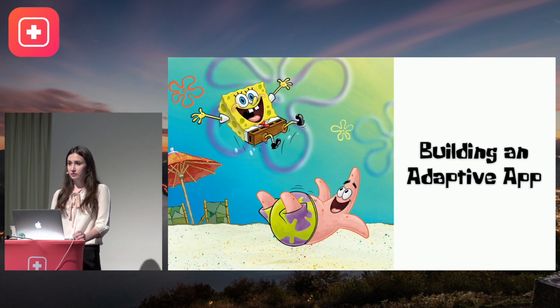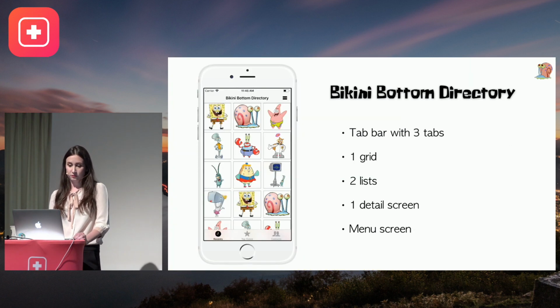So in this presentation, we're going to go through a sample app and optimize it for the iPad. It's an app I built. I have not optimized it at all. It's called Bikini Bottom Directory. It's a tab bar controller that has 1 grid, 2 table views, 1 detail screen, and a menu screen.